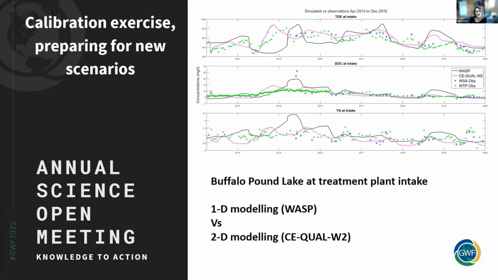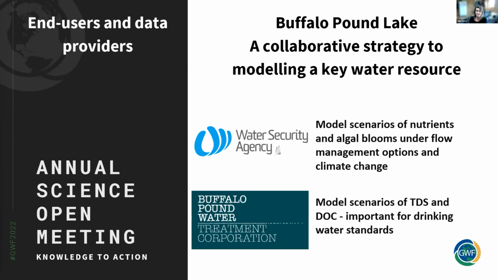And I have been looking at the differences between the two models for this lake section and comparing. So I think it's possibly worth mentioning at this point that Buffalo Pound Lake is a very challenging lake to model, and it's very reactive to climate conditions and through flow. It's a shallow lake and it's relatively high through flow for a lake. So there is still work in progress for the calibration, but you can see that there are some differences between how the 1D and 2D modeling is currently representing the conditions at the intake treatment plant.